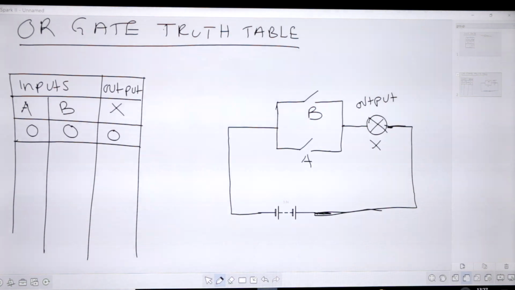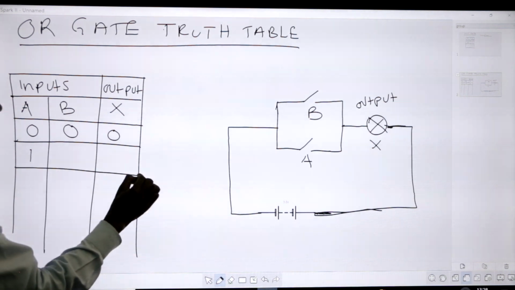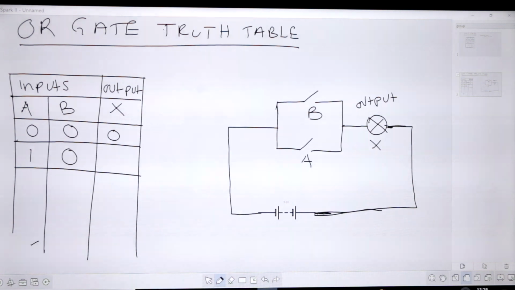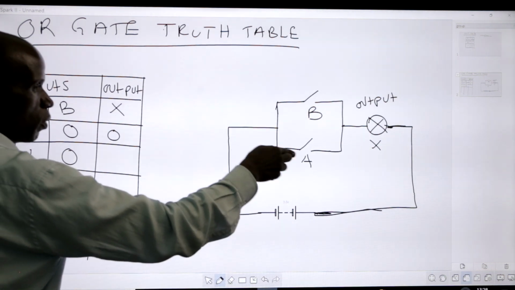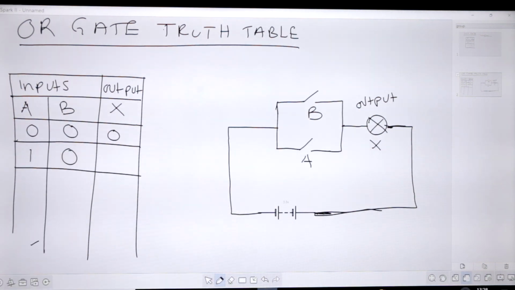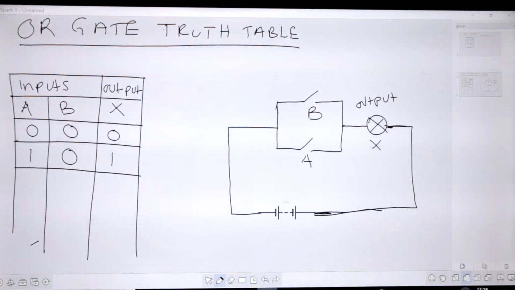But if I move away from there, I go to another case where I allow A to be turned on. So I say A is on, while B remains off. My result again will be that current will move from the source through this switch and all the way to the bulb back to the source. So I'll have 1 as my output because the lamp is going to be turned on.